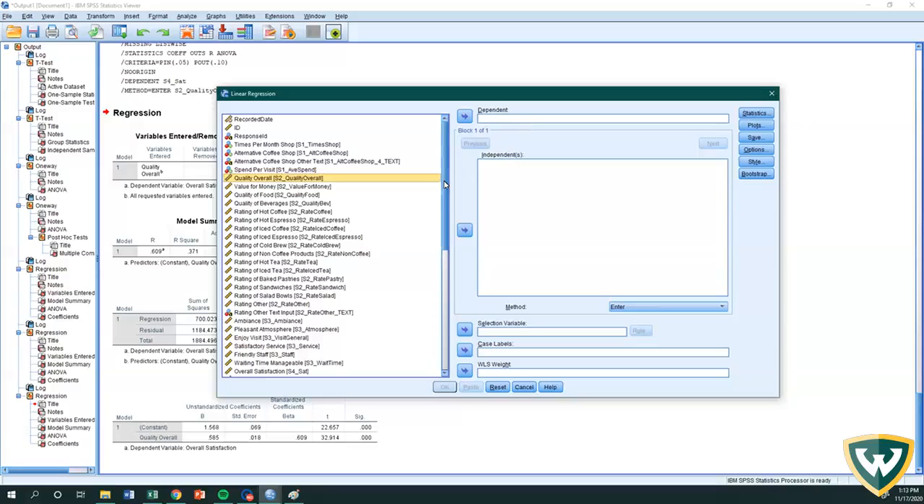I'm interested in the relationship between customers' perceptions of quality at Starbucks and the customer overall satisfaction with Starbucks. I am going to make the quality overall my x variable and then my overall satisfaction my y variable. From here, I am just going to go ahead and click OK.